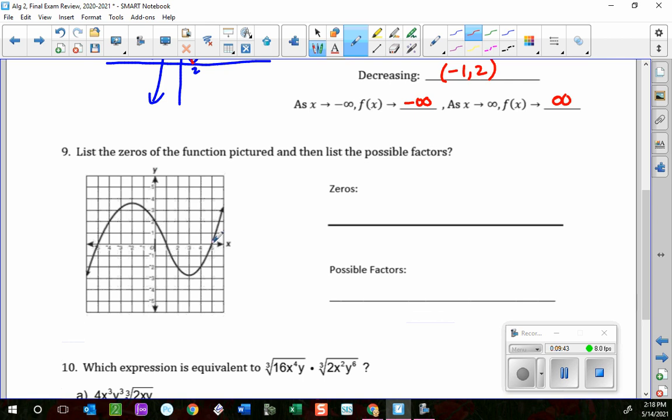All right, now the next problem, I want the zeros and the factors. All right, so here's 5, 1. Remember, zeros are x-intercepts, and then there is negative 5. So my factors would be x minus 5, the opposites here, x minus 1, and x plus 5.